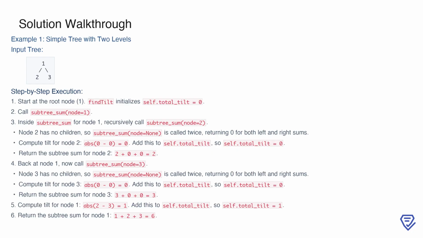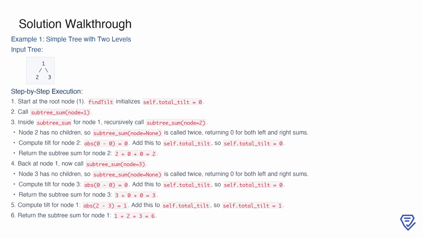Since node 2 has no children, the recursive calls to subtree_sum for its left and right children return 0. The tilt of node 2 is the absolute difference between these sums, which is abs(0 - 0) equals 0. This value is added to self.total_tilt, which remains 0. The subtree sum for node 2 is then calculated as its value plus the sums of its left and right subtrees, yielding 2 plus 0 equals 2.